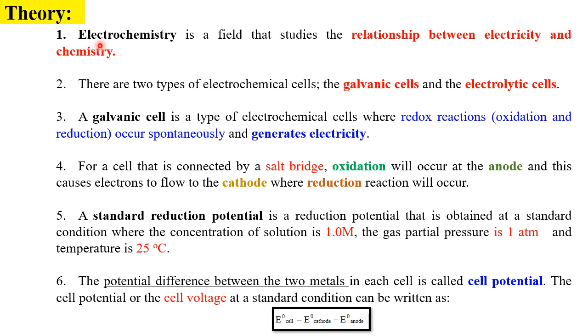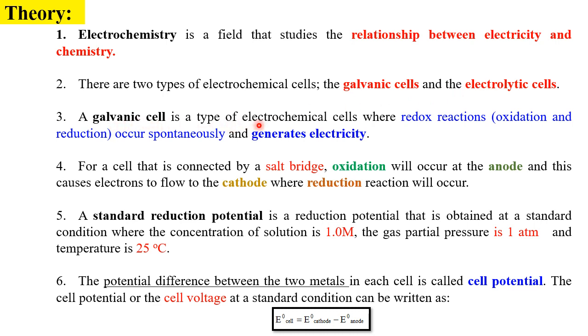So theory. First of all, for this topic, electrochemistry is a field that studies the relationship between electricity and chemistry. So there are two types of electrochemical cell. Please take note, the general name is electrochemical cell and then it is divided into two. One is galvanic cell and another one is electrolytic cell. We have to know the difference between these two cells.